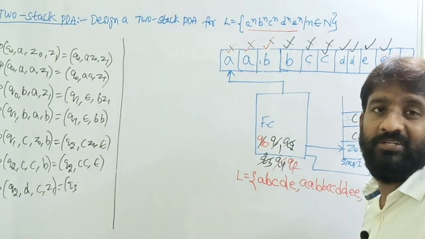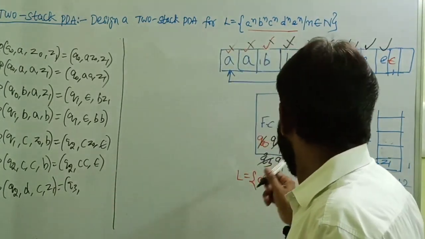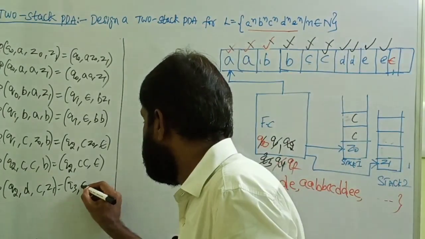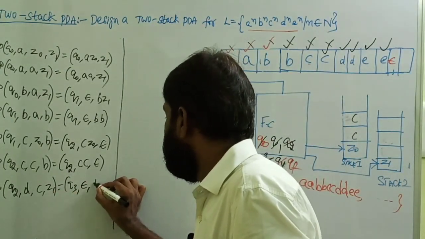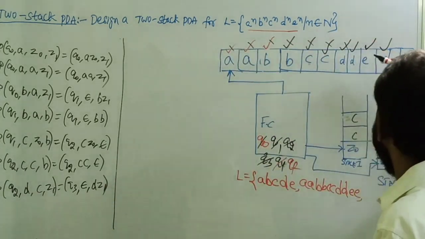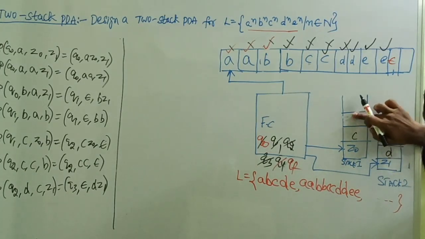We have to show configuration difference. So that equals to Q3 comma. So we are doing pop operation on stack 1, so it is epsilon. Adding D onto the stack 2, it is D Z1. So read D, add D onto the stack 2 by doing pop operation on stack 1.